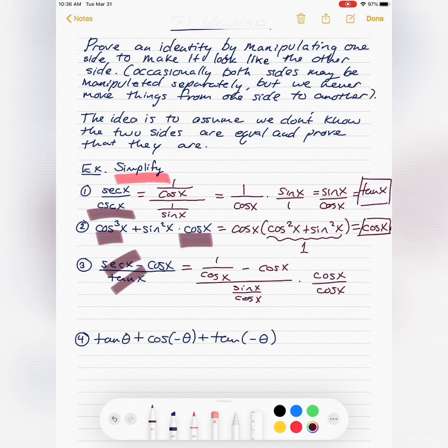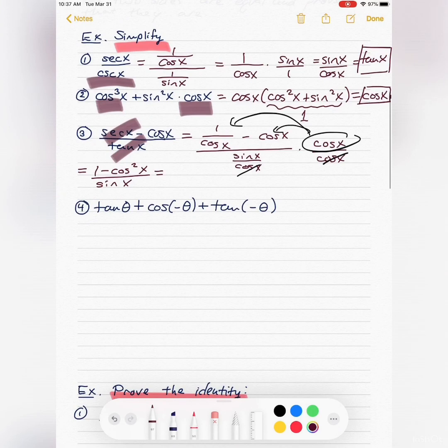So what's gonna happen here is, I'm gonna take this cosine and distribute it to both terms in the numerator. So what will that give me? That'll give me a 1 minus a cosine squared over a sine x. Okay, right? Because on the bottom here, this is going to cancel with that. Okay, so what next? So actually, there's something special about 1 minus cosine squared.